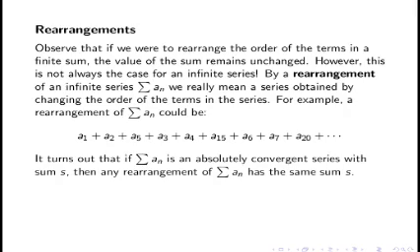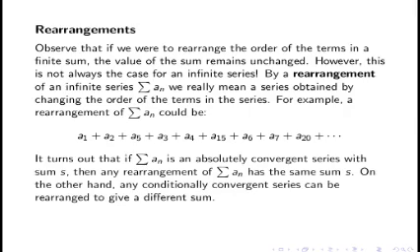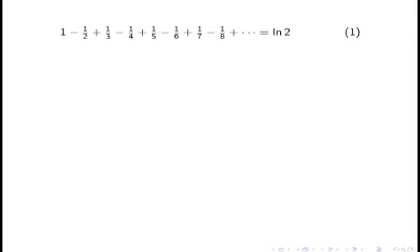If the original series is absolutely convergent, then any rearrangement will have the same sum. So if the sum of an absolutely convergent series is S, then the sum of any rearrangement of the series an will also be S. But if a series is conditionally convergent, then it's possible to rearrange the terms of that series to give a different sum. Let's look at an example.